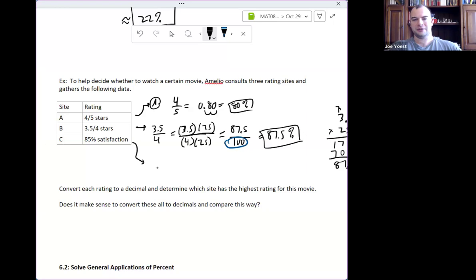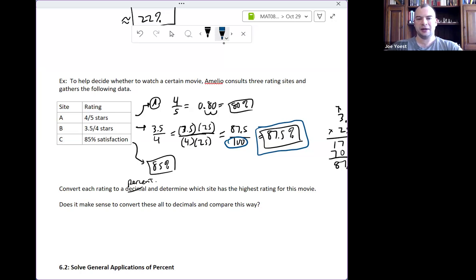And then 85% satisfaction, well, that is just 85%. And I did actually just realize that I said convert each to a decimal. Let's convert each to a percent. So I see that the site with the 3.5 stars out of 4, its equivalent percent rating would be 87.5%. And that would be higher than 85 or 80%. So site B would have rated it the highest.